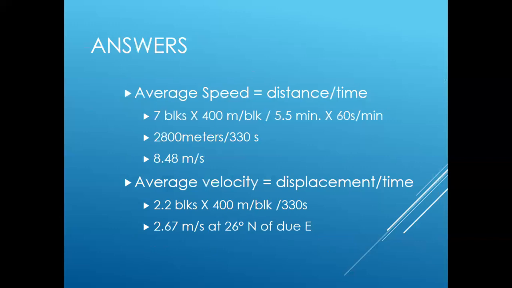Velocity, using displacement, the displacement was 2.2 blocks, 400 meters per block. Again, divided by the same amount of time. We already calculated that. That's 330 seconds. That answer for the average velocity would be 2.67 meters per second at 26 degrees north of due east. So you can see here, it's extremely important to know what is being calculated when you are given a change of position over time number. Is it speed? Is it velocity? Because you're going to get very different answers depending on what the type of activity is.